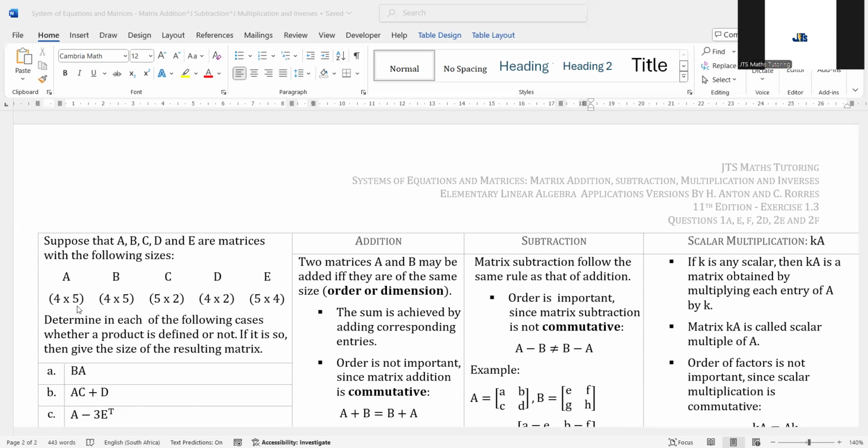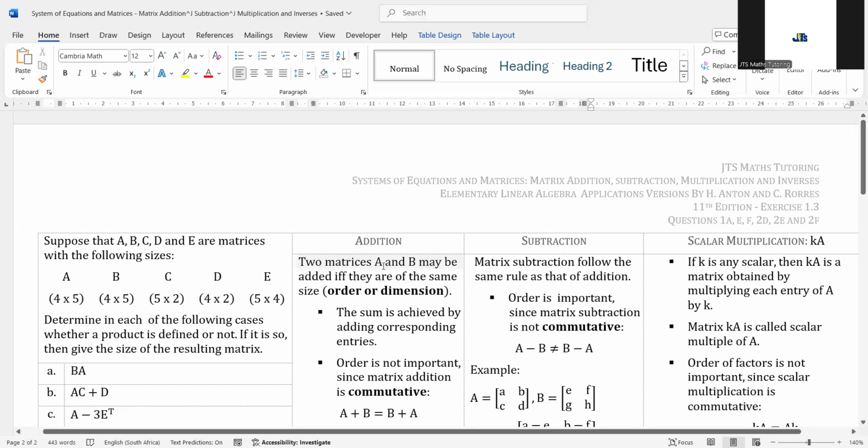So if we say A is an M by N, what that means is that A has got M rows and N columns. All right. So determine in each of the following cases whether a product is defined or not. If it is so, then give the size of the resulting matrix. So you can see that this question is zeroing in on matrix multiplication. But obviously, before we get there, we are going to give you some notes on how to add, how to subtract, etc. Let's quickly look at that.